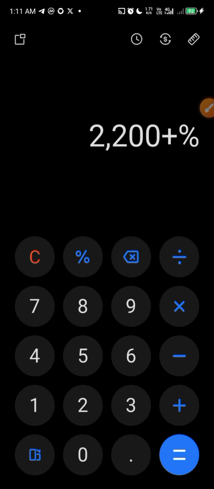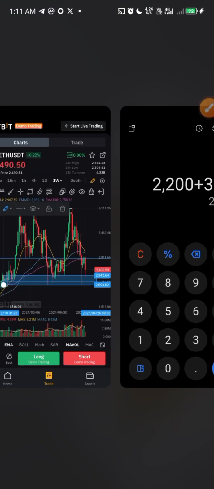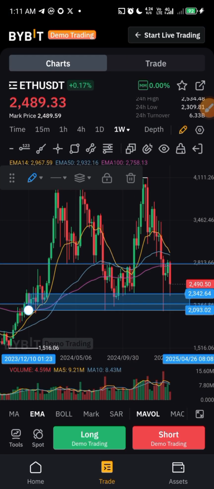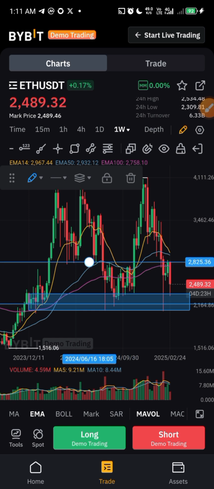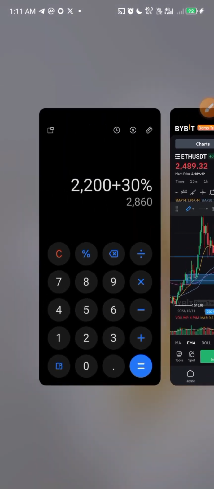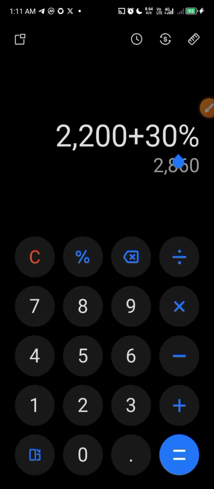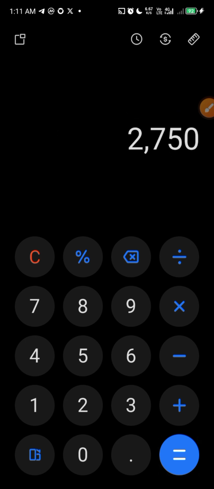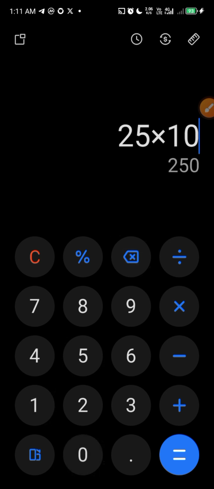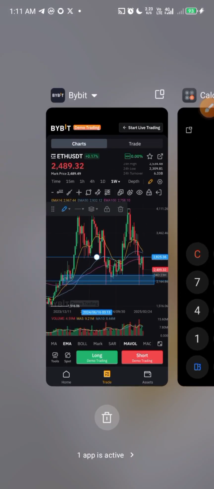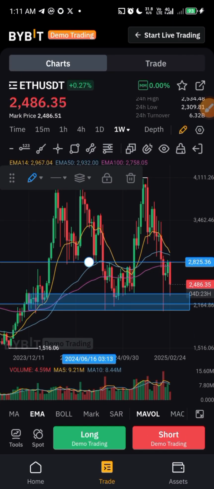2000, let's do plus 30%. 2860. So you can see that from here we entered, if you have entered that place 2820. So let's do 25%. We might have got 25%, 2750. So that is 25%. If you use a leverage of 5 times 5, that is 125%, right? If you use a leverage of 10, that is 250%, right? So that is what I would have caught if I had traded around this region.